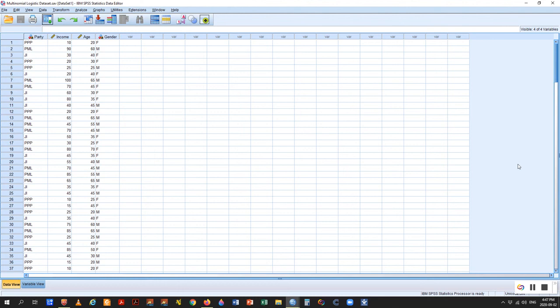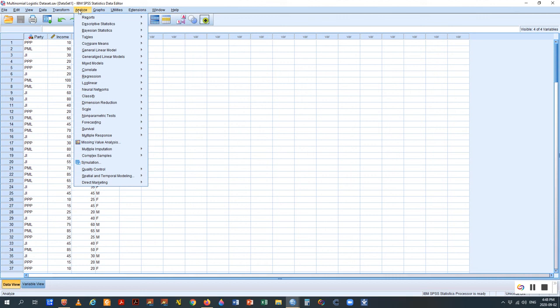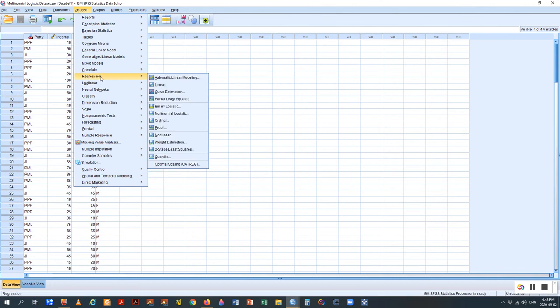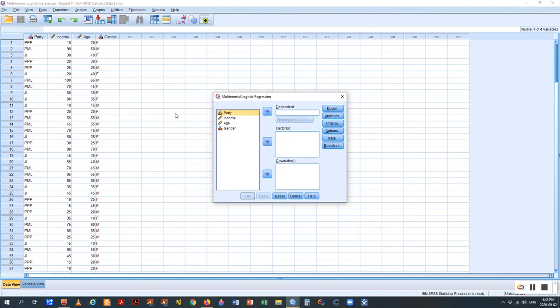So let's go ahead and run the multinomial logistic regression procedure. Step 1 is to go to Analyze, Regression, Multinomial Logistic. We open that up. The dependent variable is party. Factors are categorical variables like gender in this case. The covariates are the independent variables that are continuous like age and income.